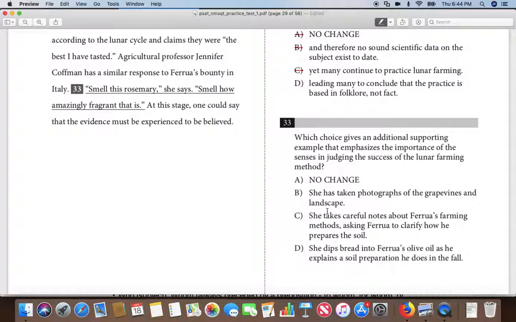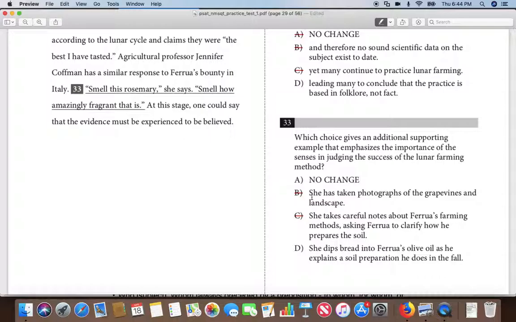What about C? She takes careful notes about Frua's farming methods, asking Frua to classify how he prepares the soil. Does that provide an additional supporting example that emphasizes the importance of the senses in judging the success of the lunar farming method? No, it does not. There's nothing, not even hinting at a sense there. I don't like D or C. Go ahead and read D for me, please.